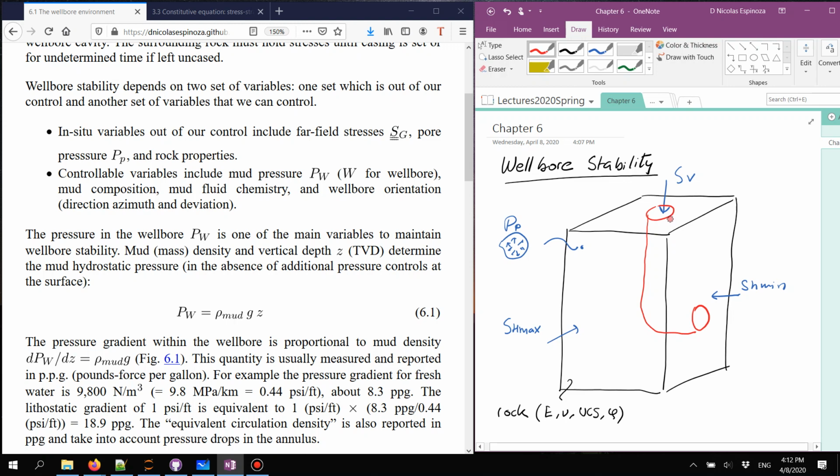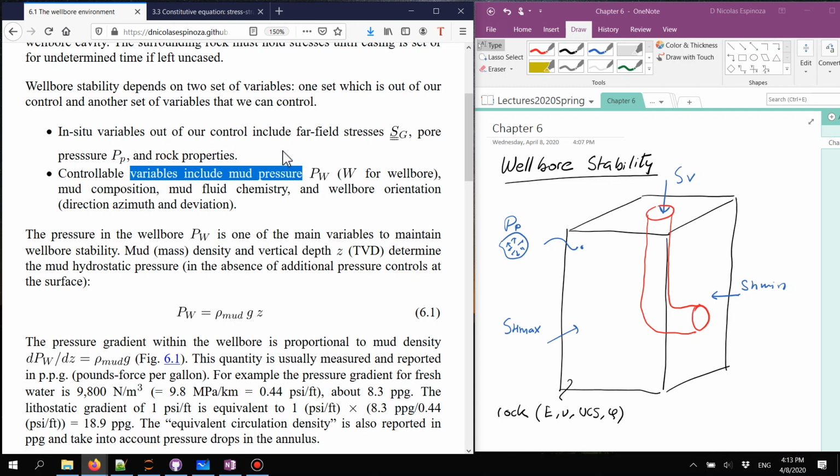Let's say that we have a wellbore that at some point it deviates. What we want to know is if we're going to be able to drill such wellbore and it's going to be stable or not. And in addition to the in situ variables like the in situ stresses, the orientation, pore pressure, and the properties of the rock, we're going to have other variables that are part of the wellbore.